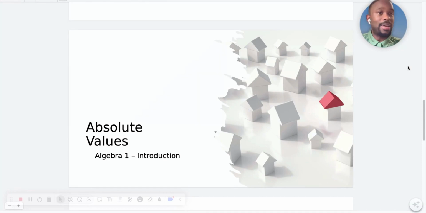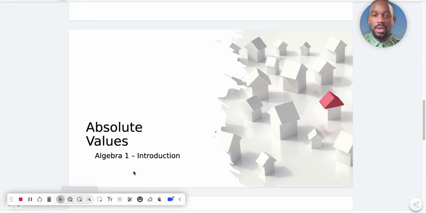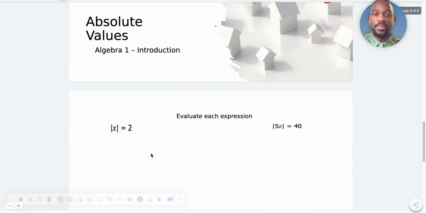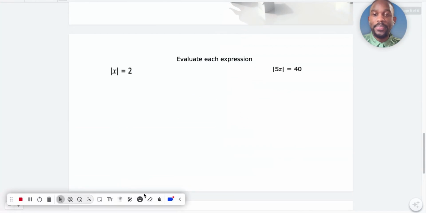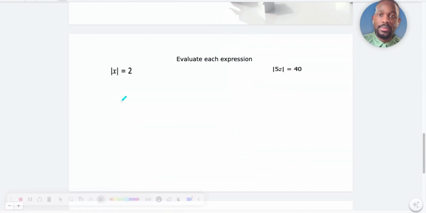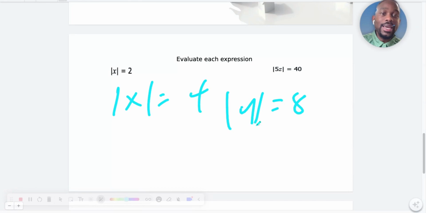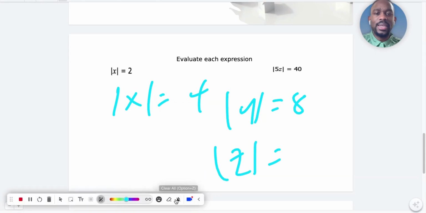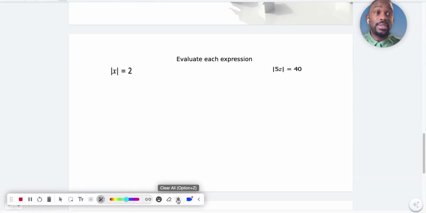So have you ever heard the term absolute value? What does it mean? Every time you hear about absolute values in mathematics, we always denote them with this symbol here. So it's usually the absolute value of x is equal to something, or maybe the absolute value of y is 8, or maybe the absolute value of z. What does absolute value mean, really? You just think about it as the distance, just a positive value that denotes distance. Think about it as distance in simplicity.